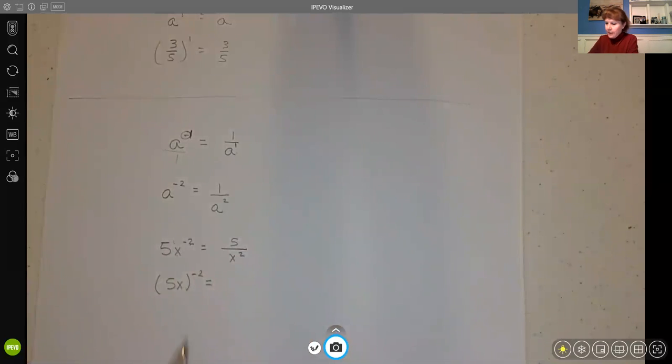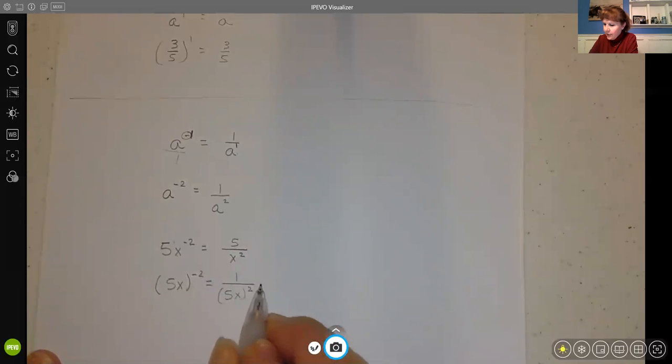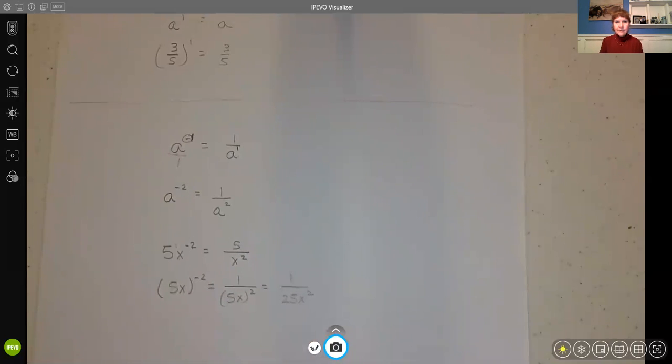The next one, this one right here, not only is the x being squared because of the parentheses, so is the 5. So this becomes 1 over 5x squared, or 1 over 25x squared. So I brought it underneath, and then I squared both of them and simplified it.